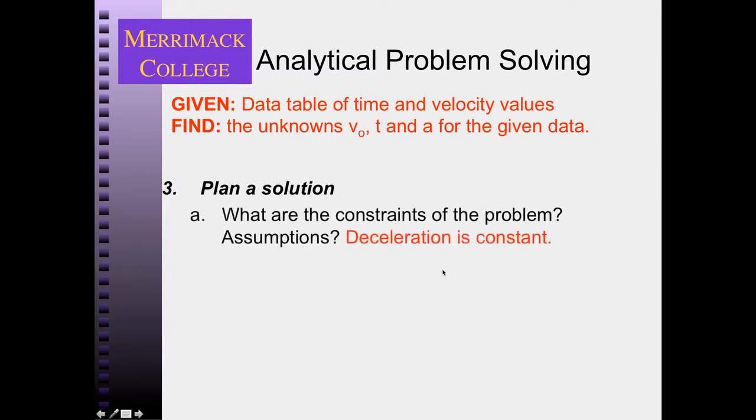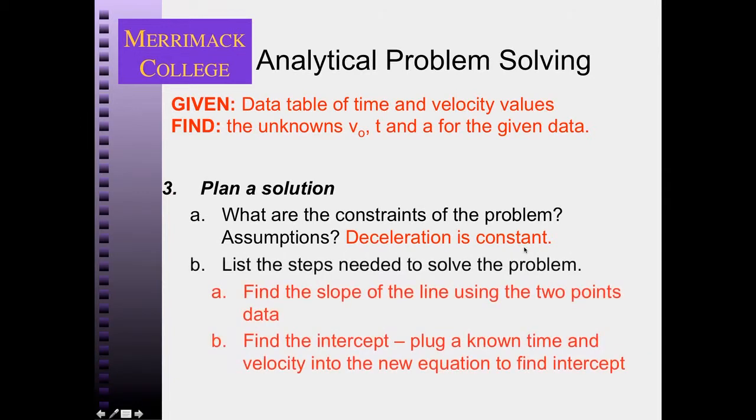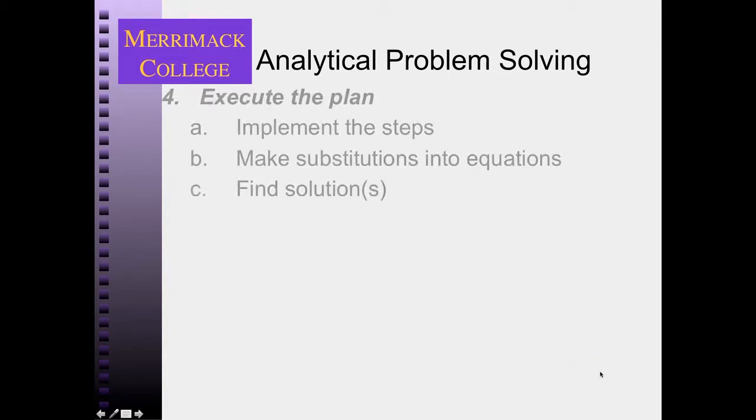Okay, so what are the constraints? Well, deceleration is constant. We're assuming that the brakes are applied at a constant pressure. Okay. And the steps needed to solve the problem: first we need to find the slope of the line using the 2 points that were given. And then we can find the intercept, plugging in a known time and velocity from those points. Okay, so here we are.